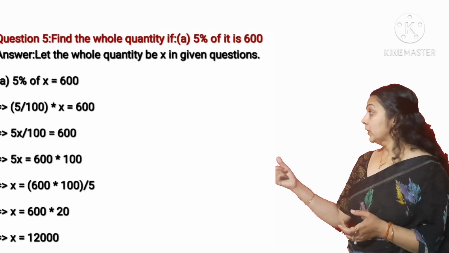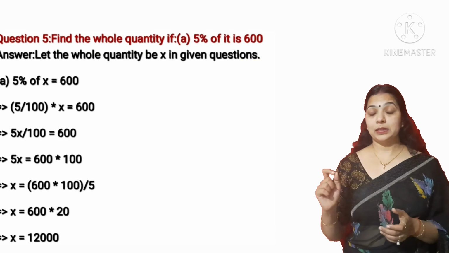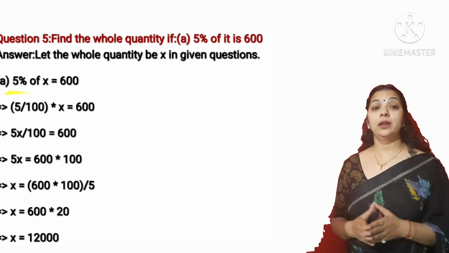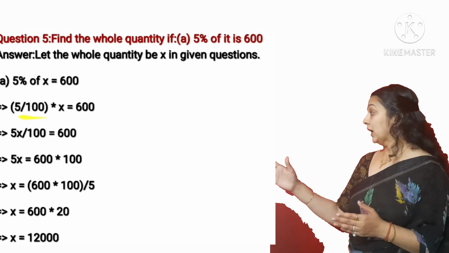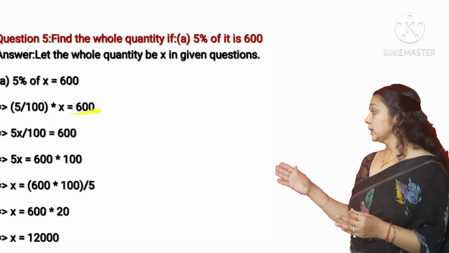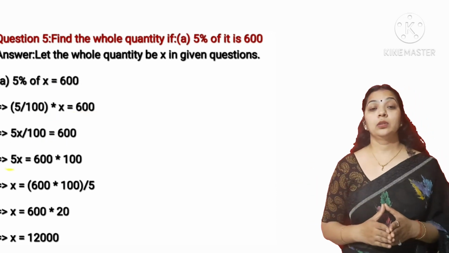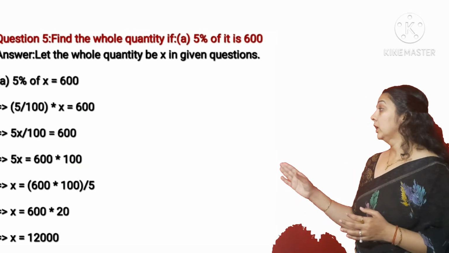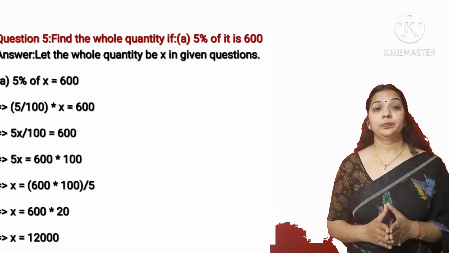Now 5% of x is equal to 600. So 5% means 5 divided by 100 into x is equal to 600, and 5x is equal to 600. So x is equal to 600 into 100 divided by 5. So it is 600 into 20, and this is equal to 12,000.